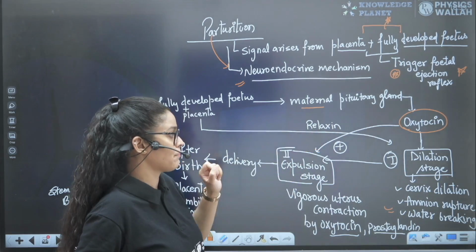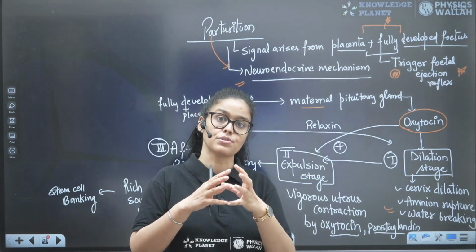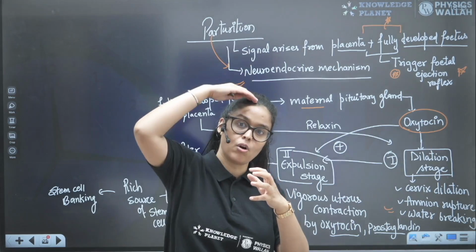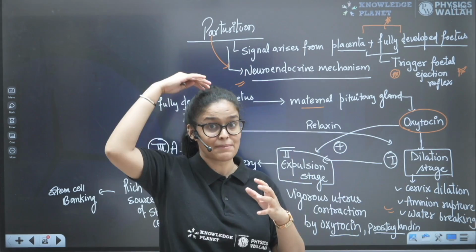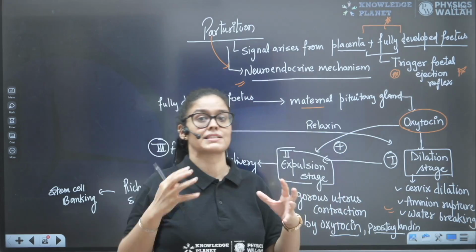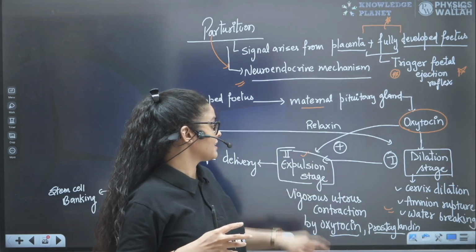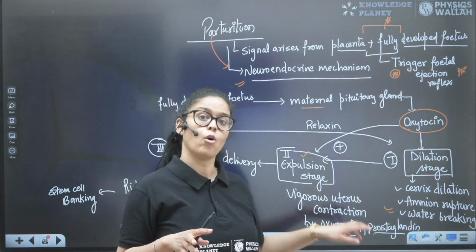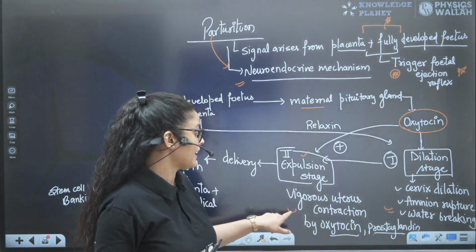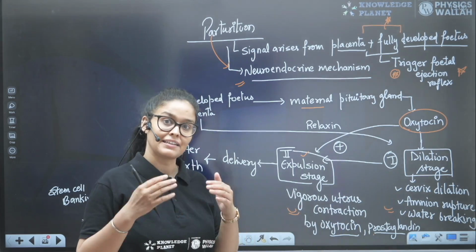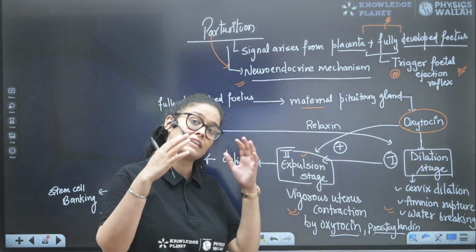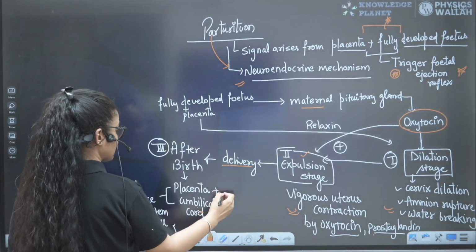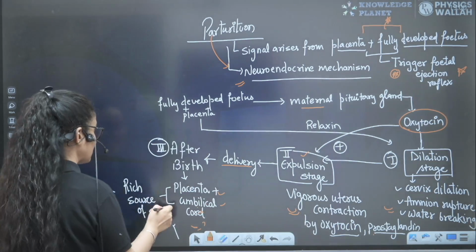Oxytocin continuously sends positive feedback to the contraction of the uterus. And as the uterus is contracting vigorously, it will send positive feedback to the hypothalamus to secrete more oxytocin. And more oxytocin will continuously act on the uterus, and plus prostaglandin secreted by the placenta also acts on the uterine wall, and uterus contraction will be vigorous. Until the baby comes out, it will keep on increasing the frequency of contraction. Finally, the baby is delivered.